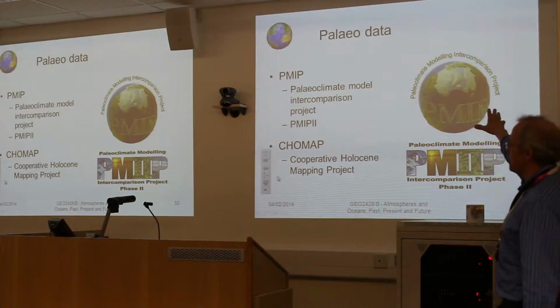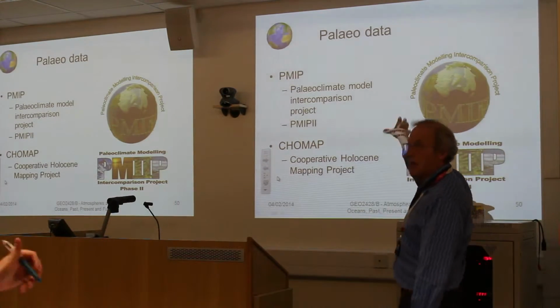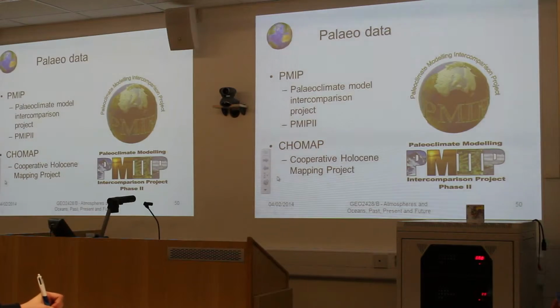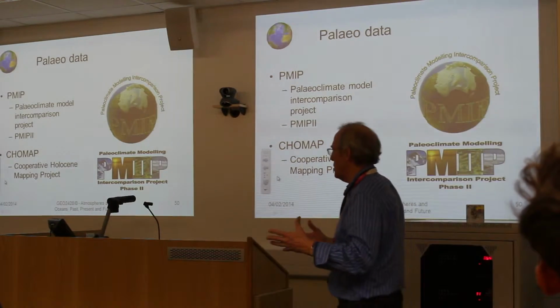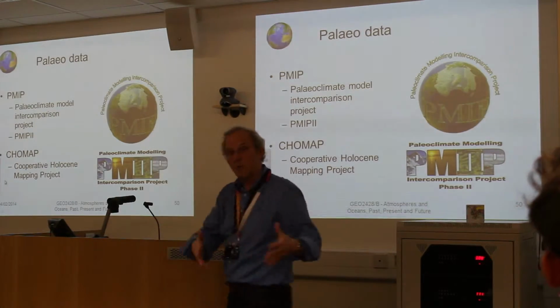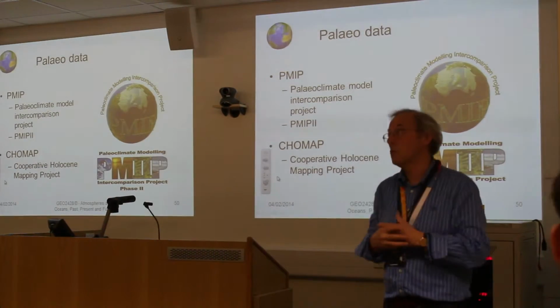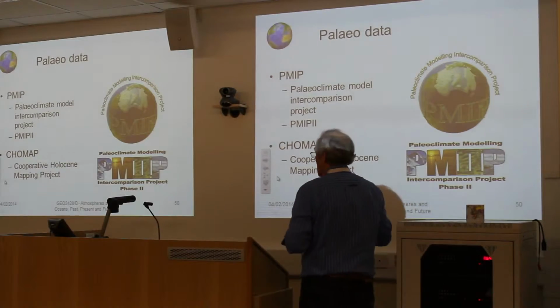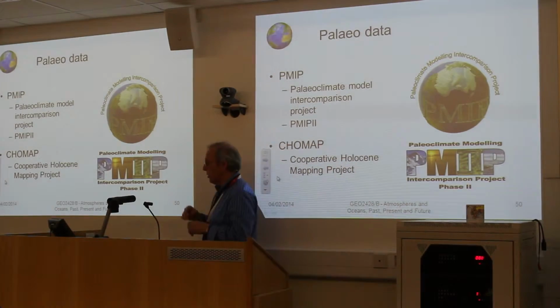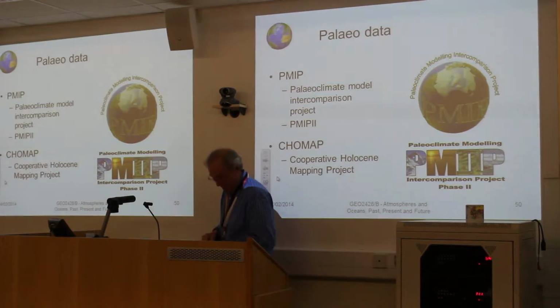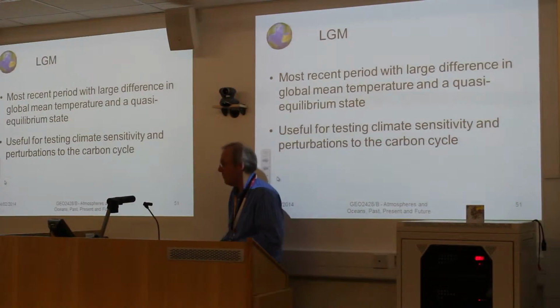There have been projects to try and produce data sets of certain periods in the past so that you can then run a model for, say, 6,000 years ago and run it against what the observations were and see if it seems to work. And you're testing the model again. This paleoclimate modelling is a comparison project, the PMIP, the Paleoclimate Modelling Intercomparison Project.